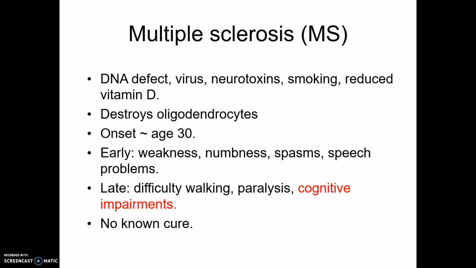Drug treatments will typically include proteins, which boost the action of the immune system. They typically will have the same life expectancy as a healthy population. Most people may lose their ability to walk before they die. Because this is affecting the myelin and it's not selective for motor neurons, you're also going to see cognitive slowing and impairments across a wide variety of domains. Early things that you might see include weakness, numbness, spasms, and speech problems. Later on, you will experience difficulty walking, paralysis, as well as cognitive impairment. And like ALS, there is no known cure.